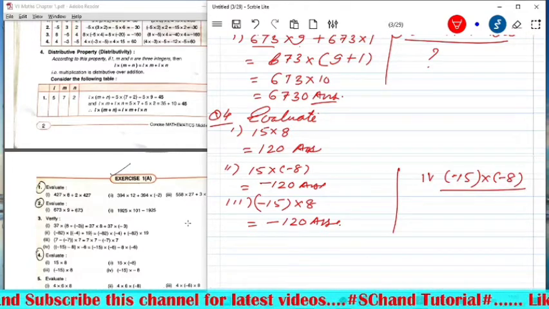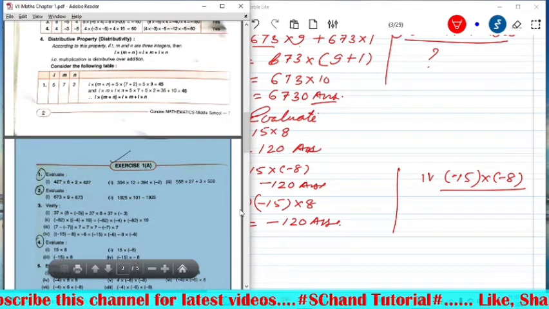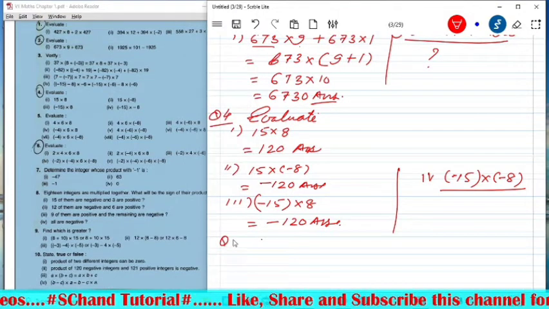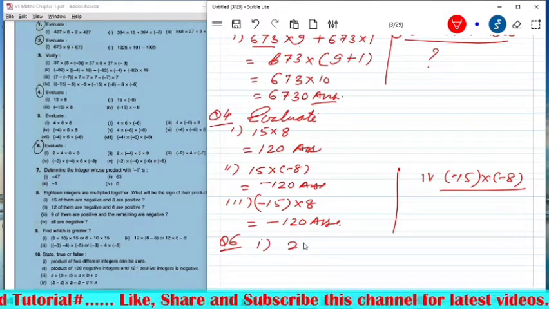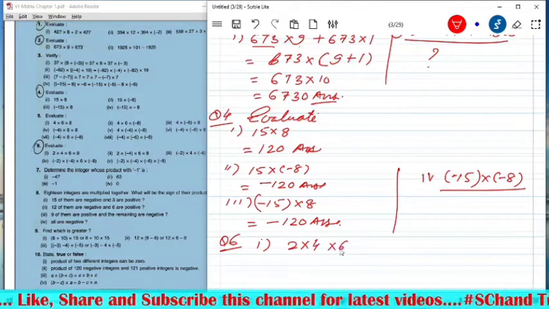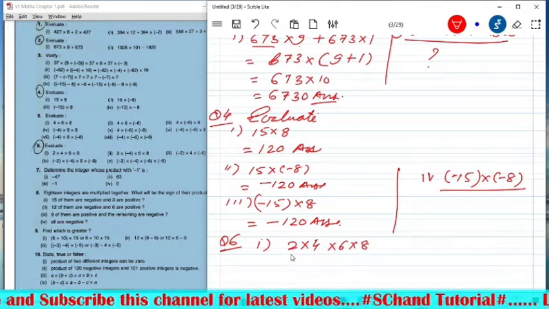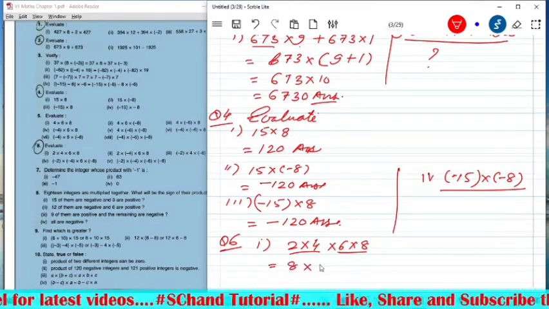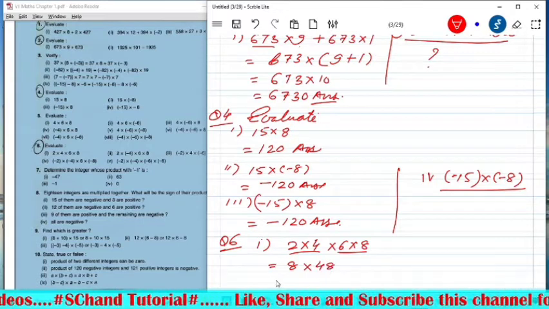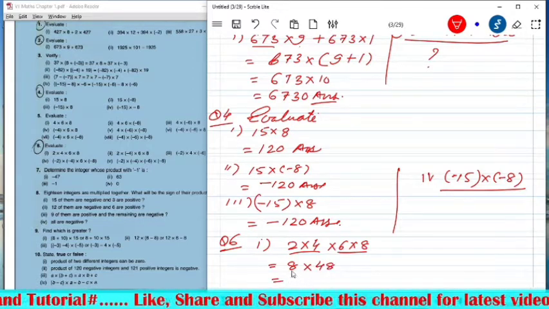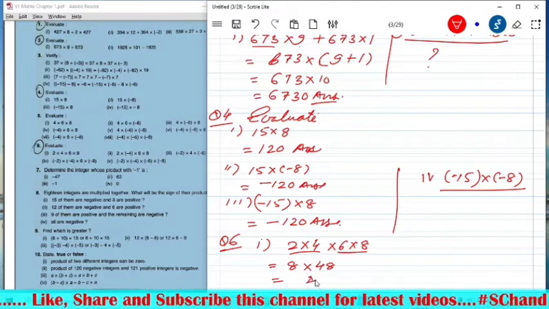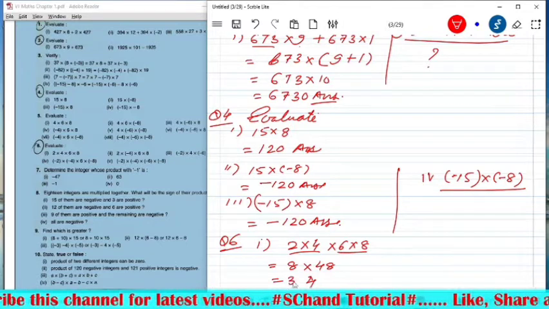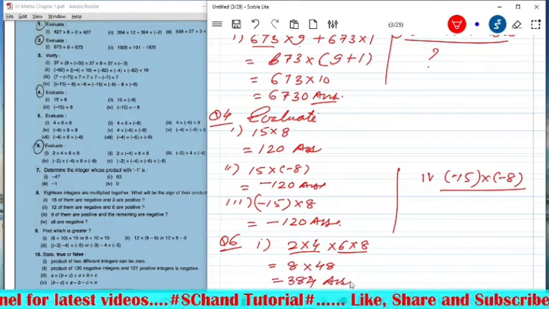Then we have in our syllabus question number 6, first part, 2 into 4 into 6 into 8. So this we can multiply like this also. 2 4s are 8, into 6, 8 6s are 48. So 48 into 8, 8 8s are 64, and 8 4s are 32, 32 plus 6, 38. So this will be the answer, 384.